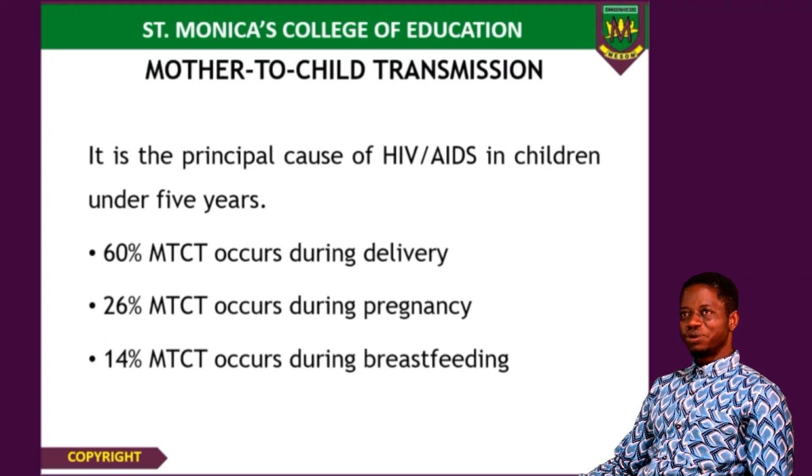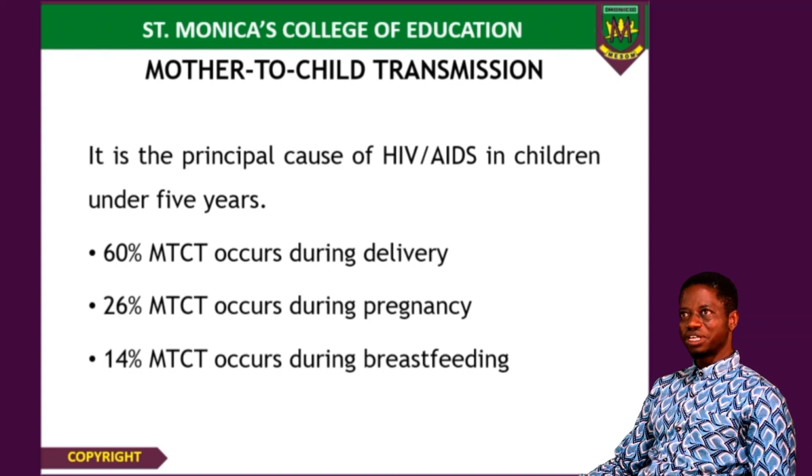Let's move on. We also talk of mother to child transmission. This is one of the modes of HIV transmission, but we are going to look at this one critically because it is a burning issue in Ghana and in the global arena. It is the main cause of HIV in children under 5 years. Take note. It occurs in 3 main ways. During pregnancy, it is rated 26%. During delivery, it is rated 60%. And during breastfeeding, it is 14%. So we are going to look at it in detail.